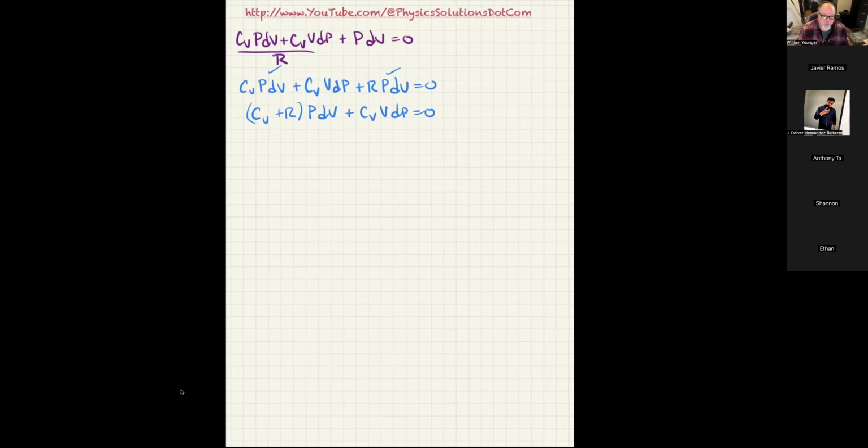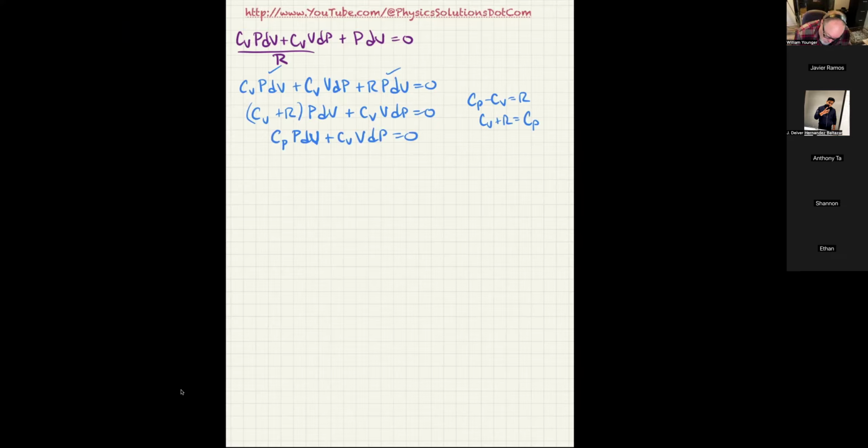So that's an expression we're looking for. We can also use the fact that CV plus R, from CP minus CV is equal to R. We can see that CV plus R is actually equal to CP. So now I can say CP times PdV plus CV times VdP is equal to 0. And that was almost what I'm going for.